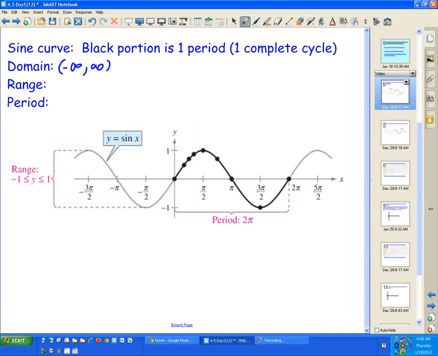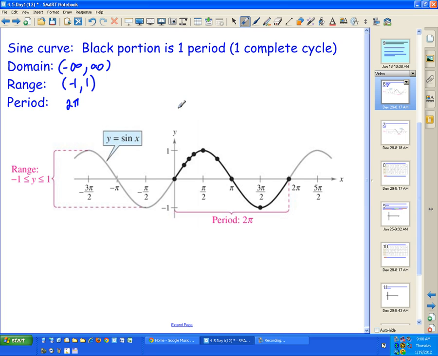Our range of the function will always be negative 1 to 1 unless we change the amplitude of the function, and we'll talk about that in a little bit. And the period of this function, the standard function, is 2 pi unless, again, we change the period of the function, which we can do, and we'll talk about that in the future. But this is the basic sine curve.